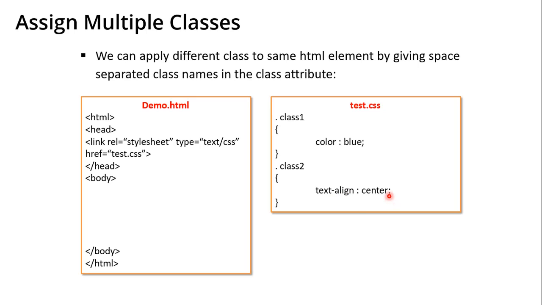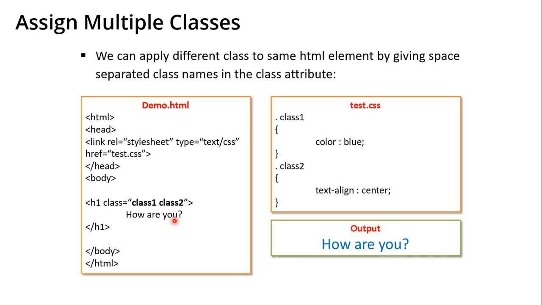But if we want both, text align must be in center and color must be in blue, then we have to use both class1 and class2. So see here, like this I have to write h1 class equal to "class1 class2" in double quotes, how are you. So how are you will display in blue color and the alignment will be in center. Okay, so we can use multiple classes.